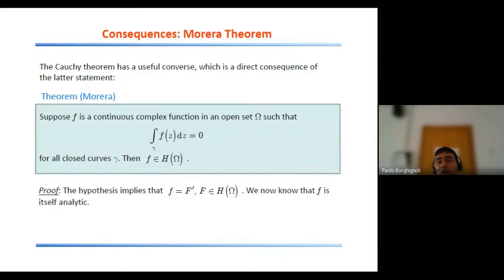The proof is actually extremely simple because the hypothesis, that is the fact that the integral along any closed path is equal to 0, implies, as we observed a few slides ago, that the function f, the integrand, which was assumed to be only continuous, is the derivative of an analytic function capital F. But now we know that analytic functions have analytic derivatives. So we can conclude that f is itself analytic. And that's the statement of Morera's theorem. Okay?